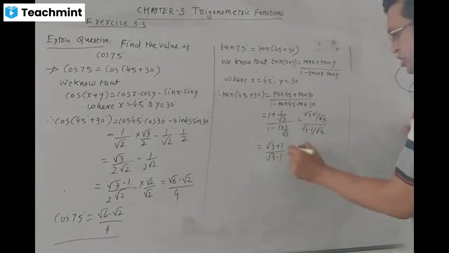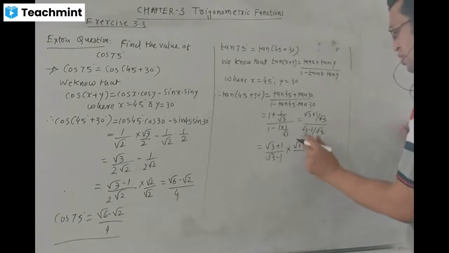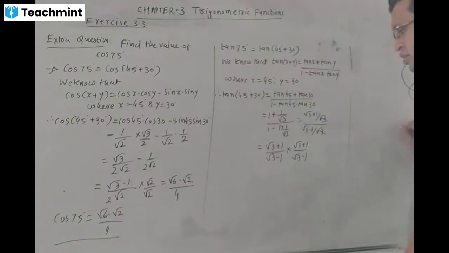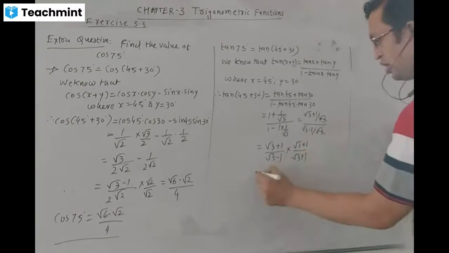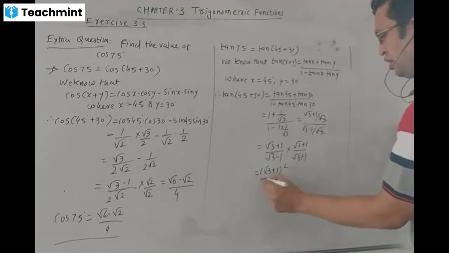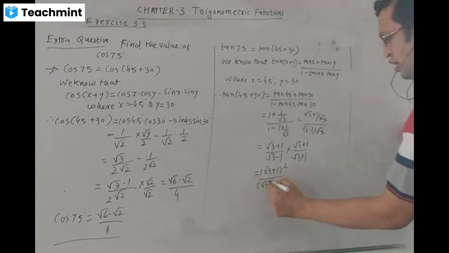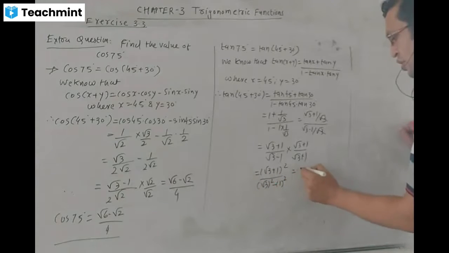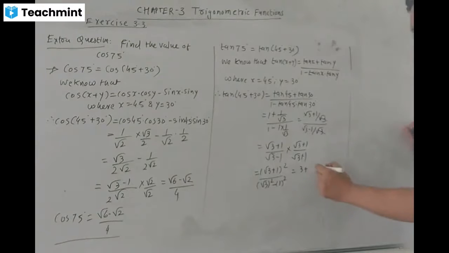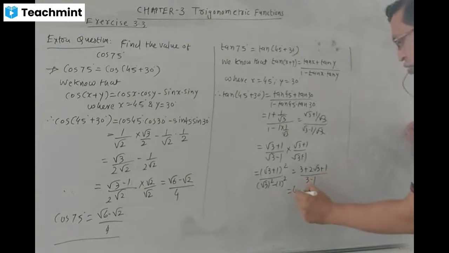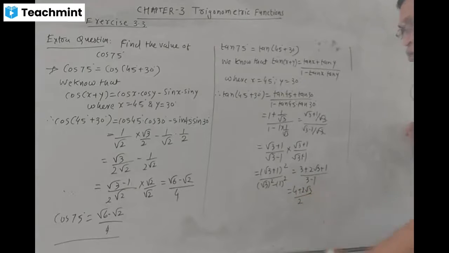Similarly, again we rationalize the denominator. Multiply root 3 plus 1 with numerator and denominator. In the numerator, we get root 3 plus 1 whole square. In the denominator, a minus b times a plus b is a square minus b square. The numerator form a plus b whole square gives 3 plus 2 root 3 plus 1, upon 3 minus 1. So the numerator is 3 plus 1, 4, plus 2 root 3, divided by 2. Taking 2 common in the numerator, we get 2 plus root 3 by 2, and the final answer is 2 plus root 3.